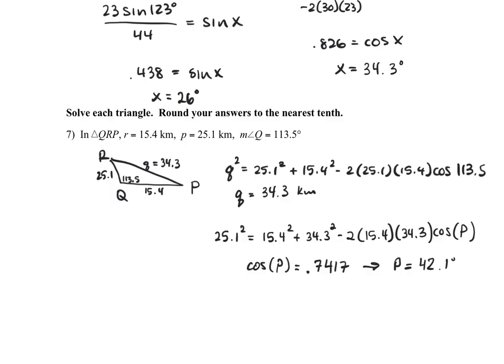And now we can use that if we have two angles of a triangle, we can find the third angle. So angle R is 24.4. So we have the measure of angle P, the measure of angle R, and the length of side Q right there.